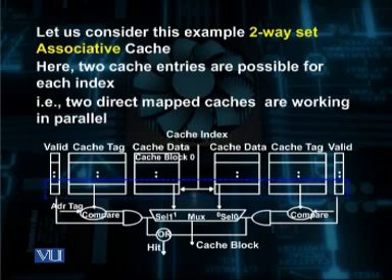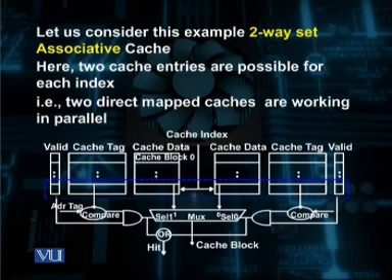These two sets are combined with the help of a multiplexer. The value from any one of the sets, from the same index location, can be made available at the output of the multiplexer. Now let us study the working of this two-way set associative cache.